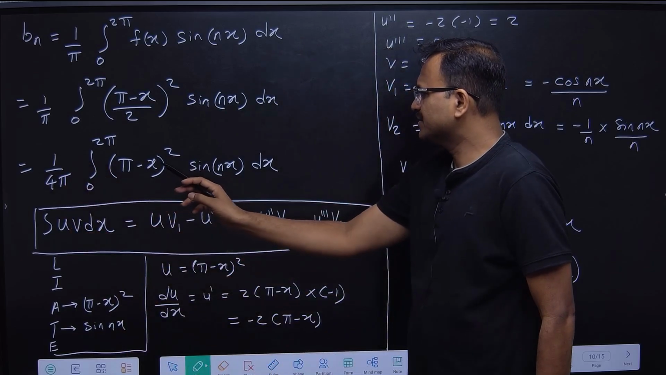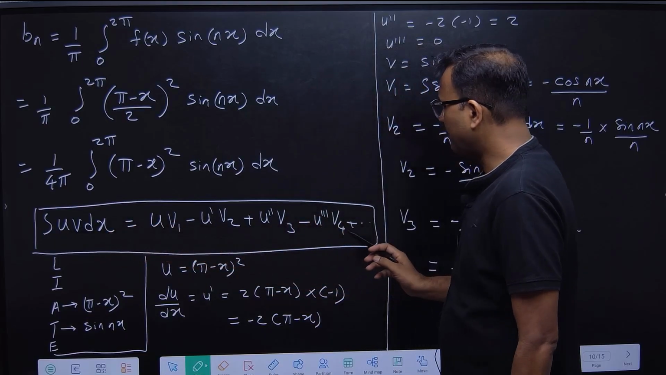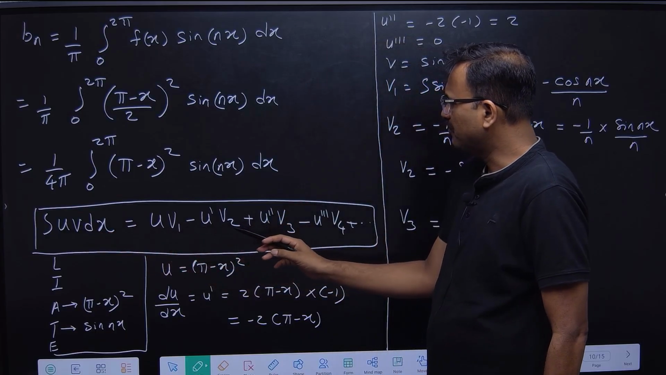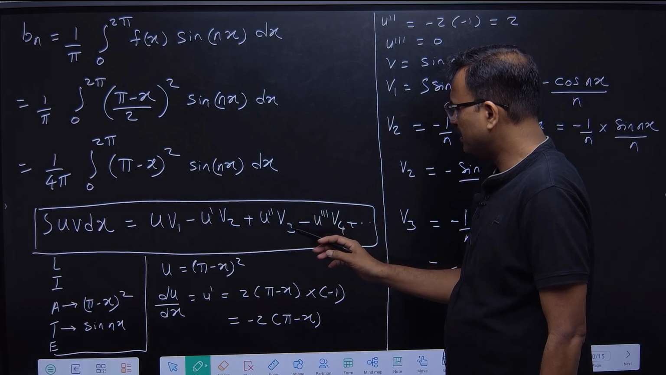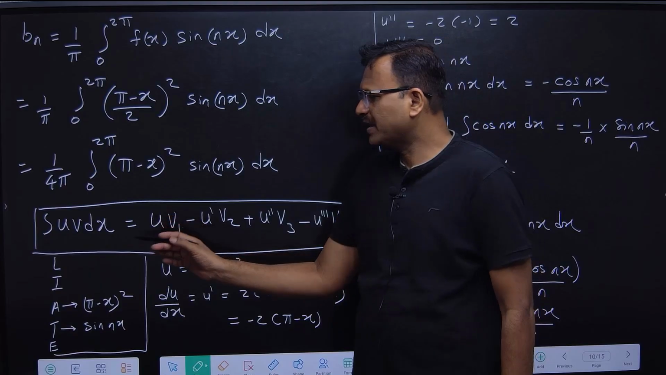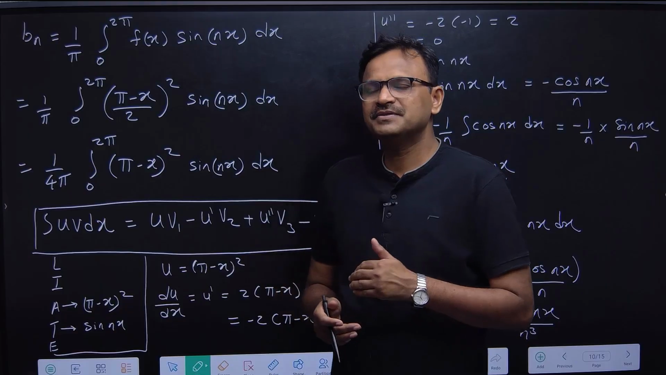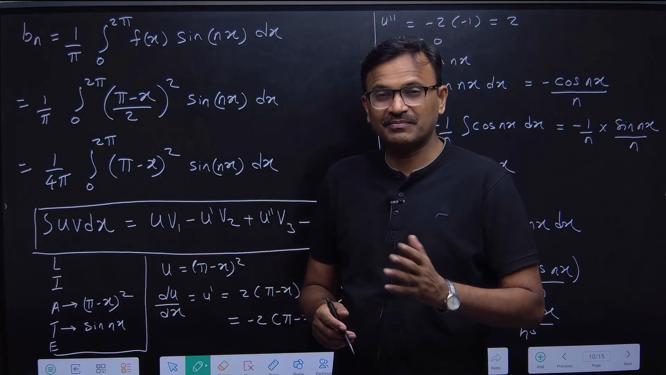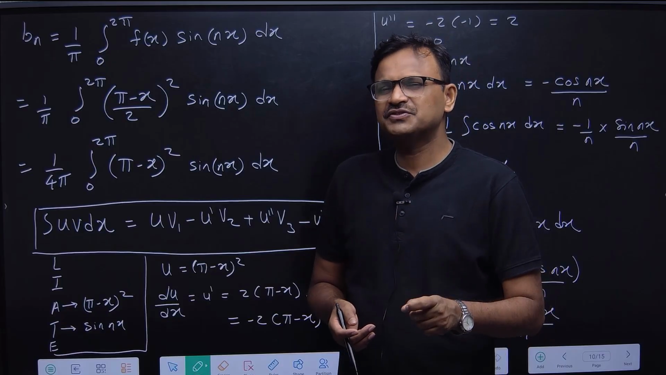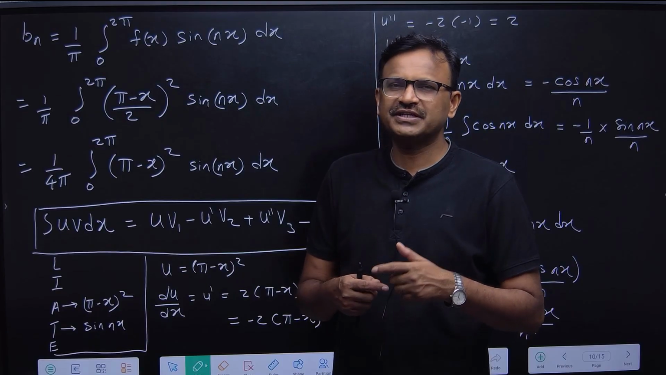Now this integration is in the form integration u into v. So we can apply the formula by parts, the shortcut formula. Integration u v dx is u into v1 minus u dash into v2 plus u double dash into v3 minus u triple dash into v4. When can we apply this formula? We can apply this formula only when u is algebraic. That means u is some term like x, x square, 1 plus x, 1 minus x. Or in simple words, we can apply this formula when u is some term which, if you go on differentiating, becomes 0.